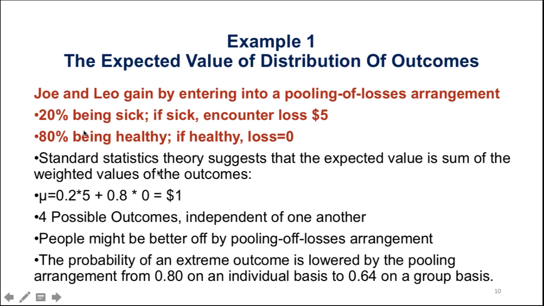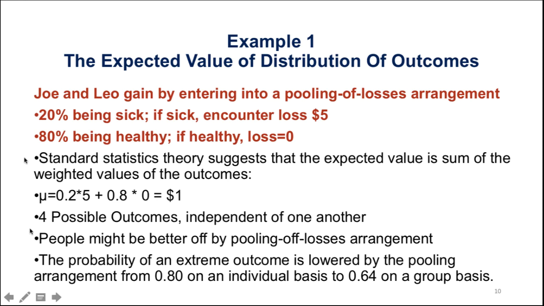Now, the standard statistics theory suggests that the expected value is the sum of the weighted value of the outcomes. That is equal to 20% multiplied by $5 loss plus 80% of being healthy multiplied by 0 loss, which is equal to $1. So that's the standard expected value of the sum of both becoming sick and staying healthy, which is $1.